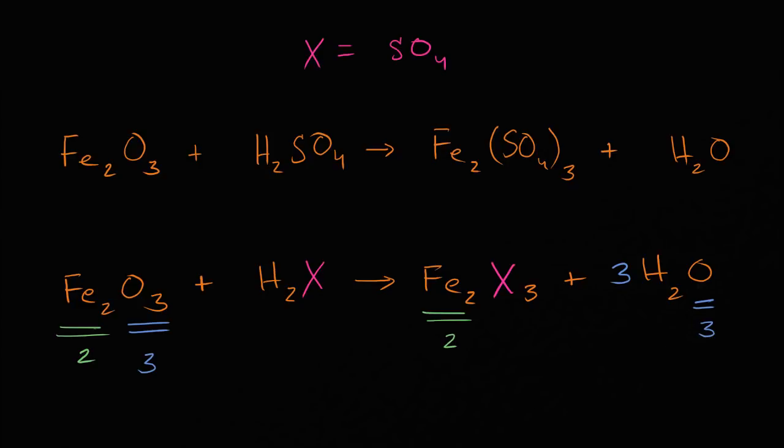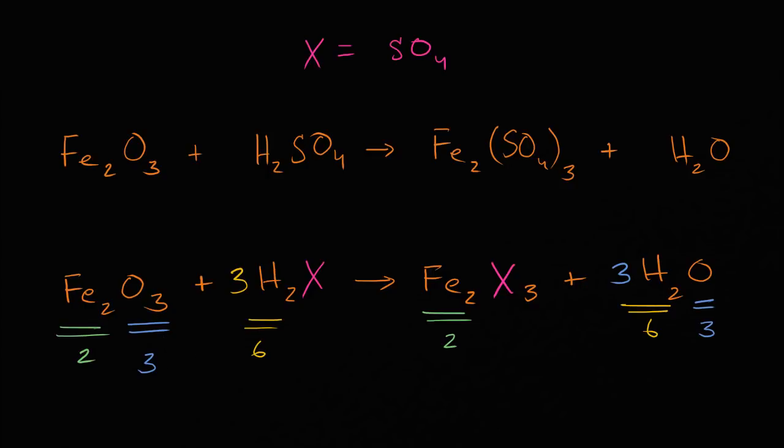And now let's focus on the hydrogens. I have 2 hydrogens here. And I have 6 hydrogens right over here. So if I have 6 hydrogens right over there, how do I get 6 hydrogens here? Well, I'll have 3 molecules of sulfuric acid. Each of them have 2 hydrogen atoms. So now I have 6 hydrogens. So my hydrogens, my irons, and my oxygens that are not part of the sulfate group are all balanced.